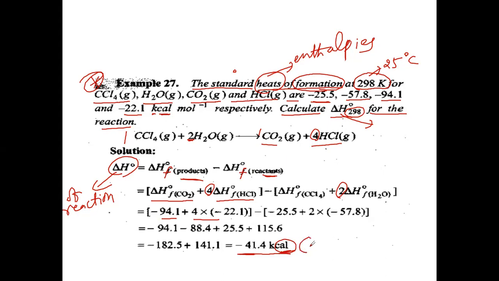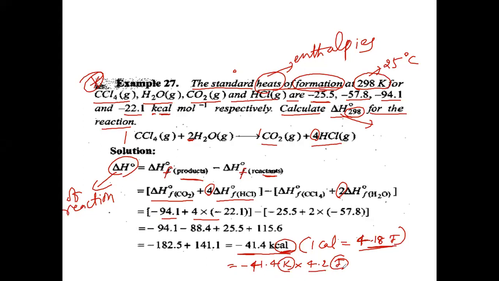In that case, 1 calorie is equal to how many joules we have to write? 1 calorie is equal to 4.2 joules. 4.18 means you can take 4.2. So 4.2 joules we have to take. If you are asked in joules, what we have to do? Minus 41.4 kilo into what now? In place of calorie, what we take? 4.2 joules. So then we get in kilojoules. So 41.4 into 4.2 kilojoules.